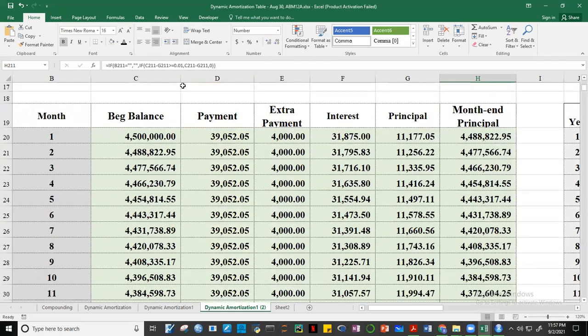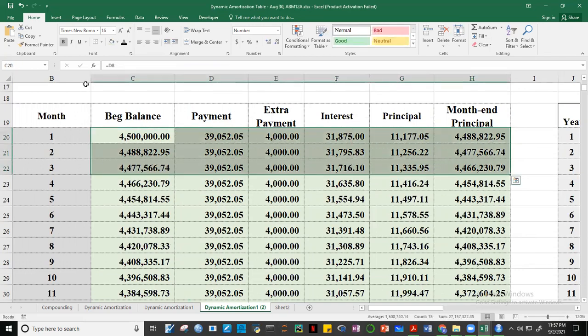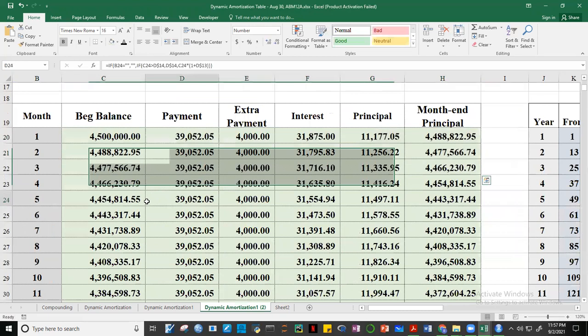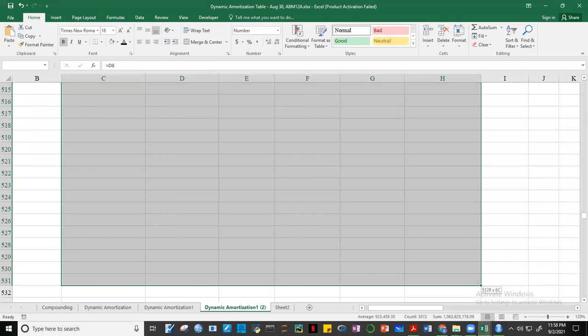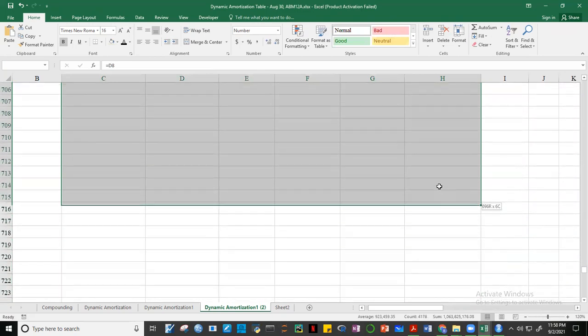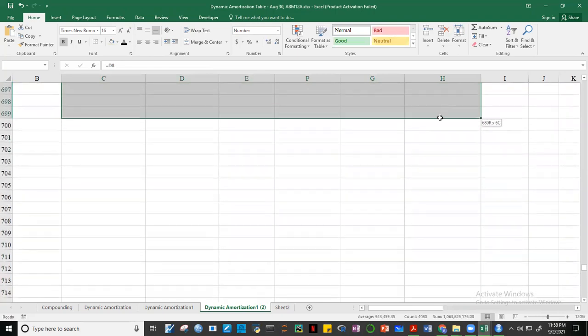So in order to do conditional formatting, what we can do is highlight this. Let's format the ones in green, the money columns from beginning balance up to month end. I'm going to highlight up to maybe row 700. This is what we did when we copied the formula, right?